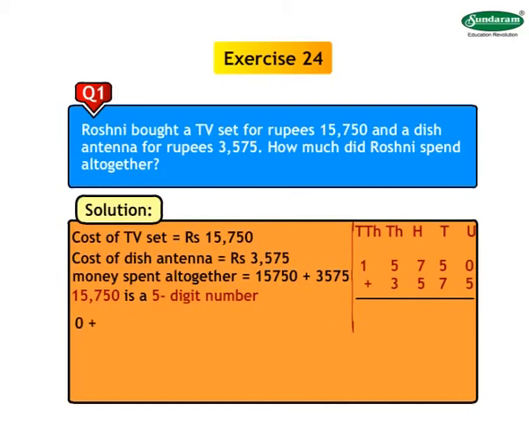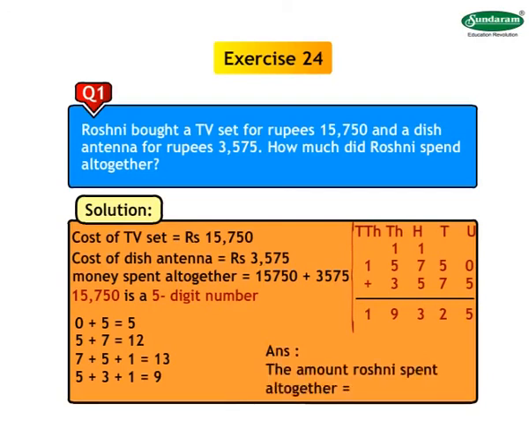In units place, 0 plus 5 is equal to 5. In tens place, 5 plus 7 is equal to 12. Write 2 in tens place, carry over 1 to hundreds place. In hundreds place, 7 plus 5 plus carried over 1 is equal to 13. Write 3 in hundreds place, carry over 1 to thousands place. In thousands place, 5 plus 3 plus carried over 1 is equal to 9. Write 9 in thousands place. Write 1 in 10,000s place as it is. Hence, after addition, the answer is: the amount Roshni spent altogether is equal to rupees 19,325.